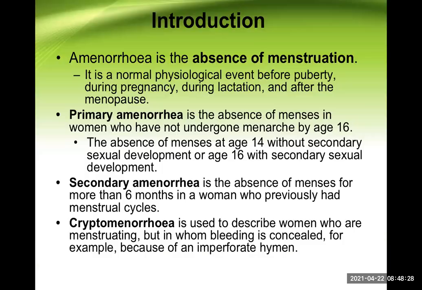Now let's enter into the topic. Amenorrhea is the absence of period or menstruation. It is a normal physiological event before puberty, during pregnancy, even during lactation, and after the menopause. In this situation, it is considered normal. Now, during lactation, remember that prolactin hormone, which is actively released from the anterior pituitary gland, doesn't allow the normal menstruation to occur.